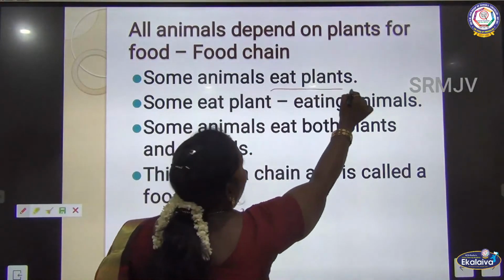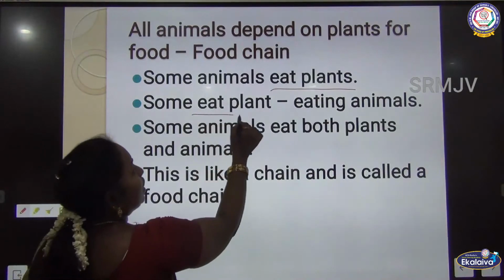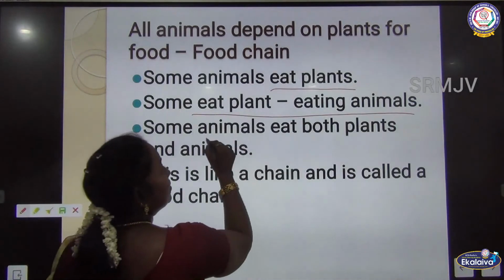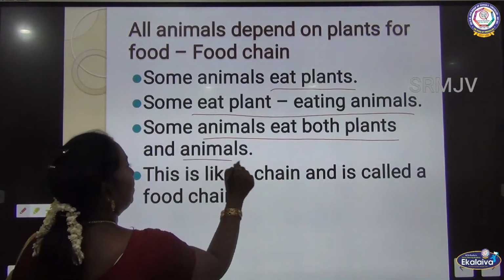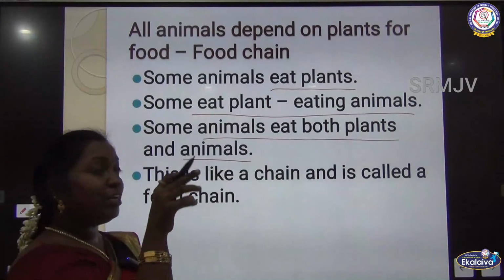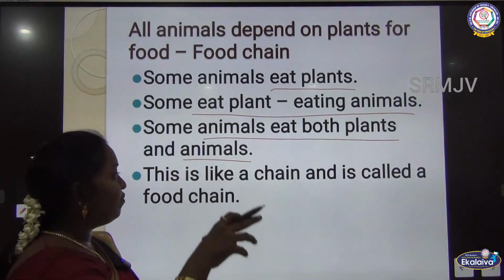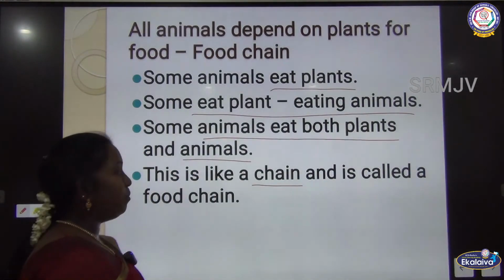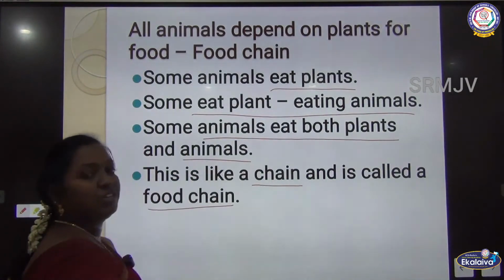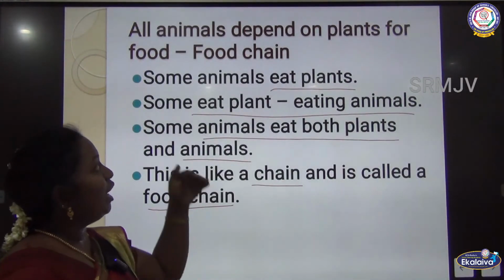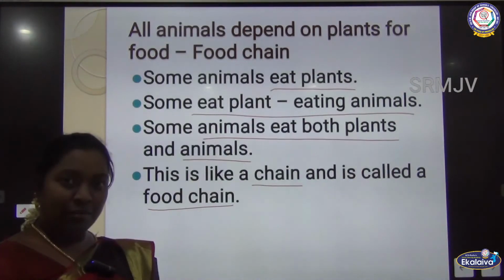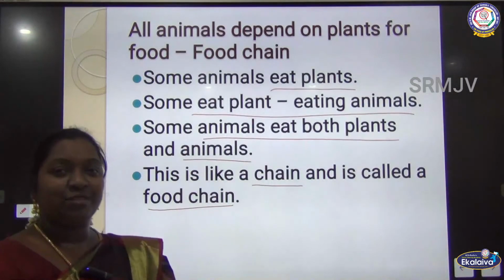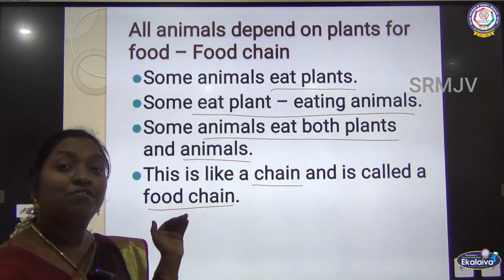So if you see this, see plants. Some animals eat plants, some animals eat plant-eating animals, and some animals eat both plants and animals. If you see the word plant, it shows there is a connection between each and every one. So this is called a chain. Based on the food, the chain has been made, so it is called a food chain. Understood, children? A plant is eaten by some animal. That animal will be eaten by another animal. So based on the food, the chain has been formed. That is called the food chain.